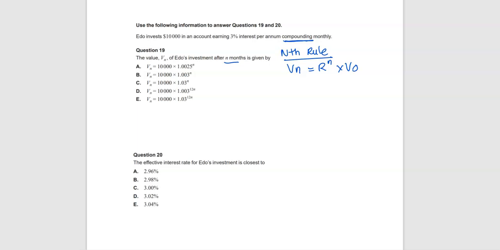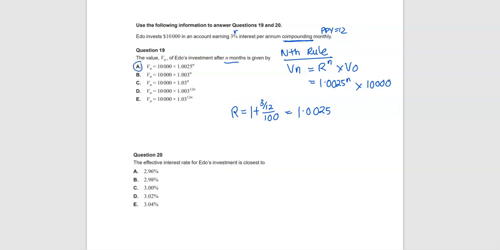So you need to calculate R. The formula is the rate over PPY, and we've got that: the rate is 3 and PPY is 12, over 100. So we end up with 1.0025. Now you can write this rule: it's 1.0025 to the power of n times V_0, which is 10,000. You just look for that rule, and I think it's the only one, which is A. It's that simple.